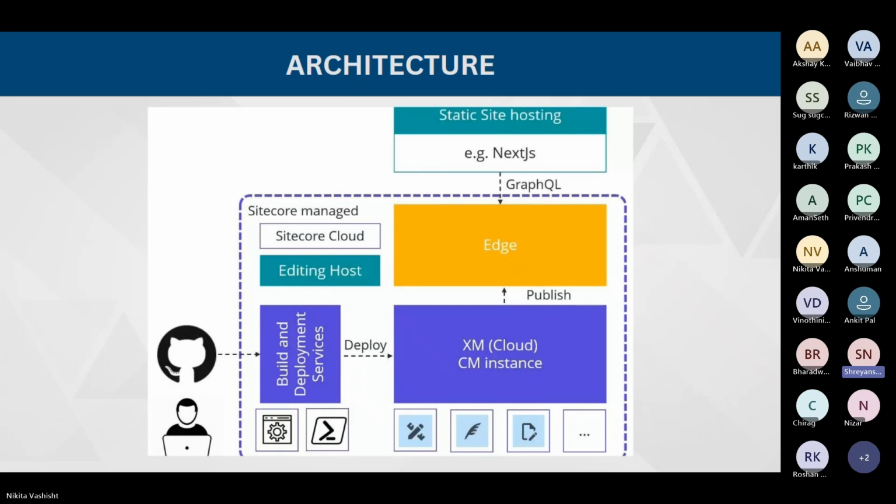The end user request comes on your Vercel or Netlify, which will be the static site hosting. So whenever a user requests a website, let's say abc.com, it goes to your Vercel or Netlify where you host your front end application. They in turn use GraphQL queries to fetch content from your CM instance, which is published on Experience Edge. And then there are multiple tools available in the XM Cloud instance, like experience editor, component builder, pages explorer, which helps you build components at a very fast pace.